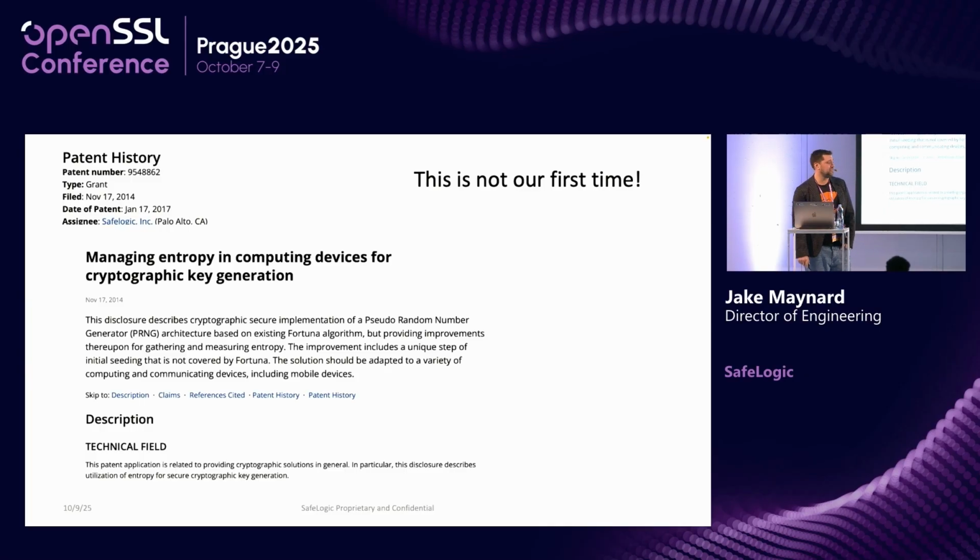To begin, this is not the first time that SafeLogic has dipped our toe into the entropy pool. Here's a patent first filed in 2014 and granted on January 17th, 2017. It lists SafeLogic as the assignee and is titled Managing Entropy in Computing Devices for Cryptographic Key Generation. Though it was never fully productized, it did keep us thinking about entropy throughout the years.